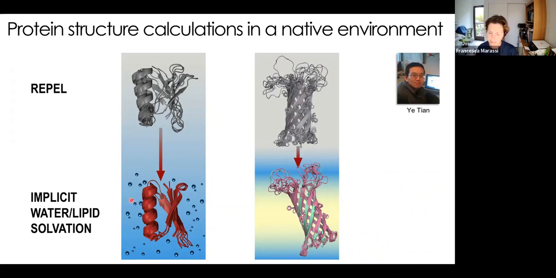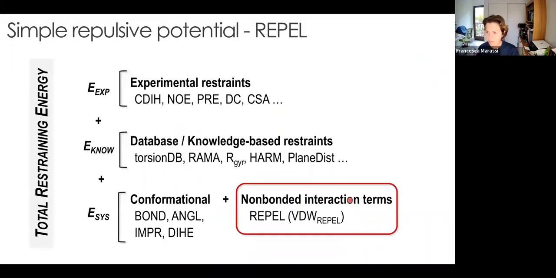Tian in the lab has done work to develop an implicit water or lipid membrane solvation force field that basically takes the proteins from this gray area that's highly artificial to this colorful state where they can be either bathed in water or embedded in a native lipid membrane. And so there are multiple advantages to this approach. I should say that, well, let me describe it first.